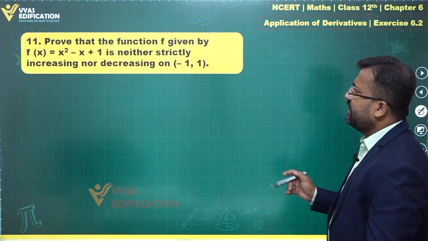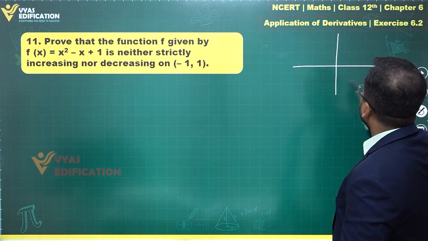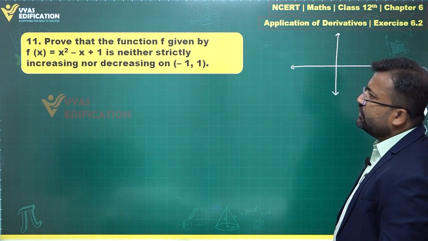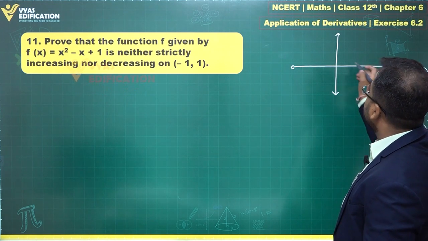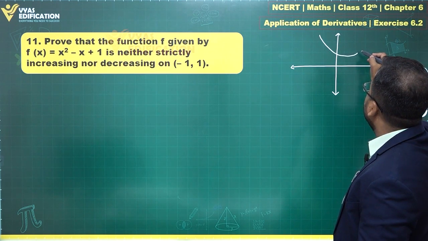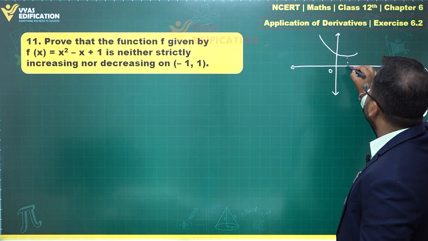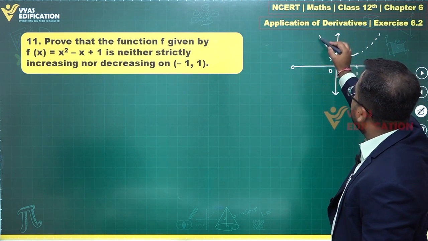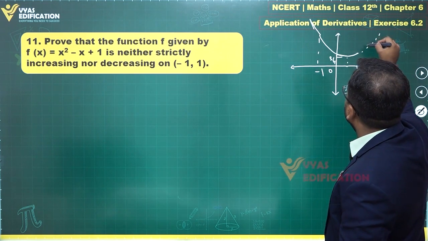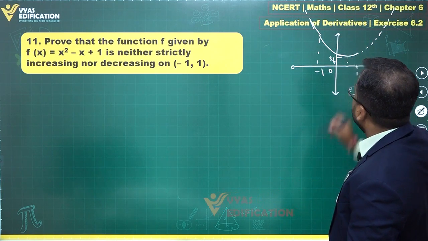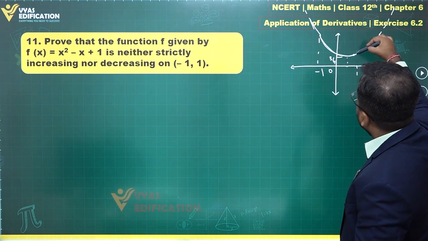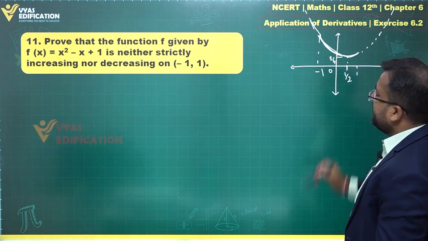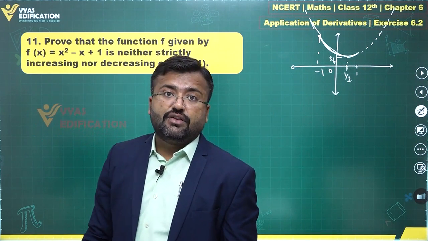Now, for those who are aware of the graph of this function, the graph will look something like this. x square minus x, right? So, minus b by 2a would be this, and the graph will look something like this. This point is 0, this point is 1, and this least point will be 3 by 4. The graph is parabolic. In the interval minus 1 to 1, the function will be decreasing up till the point 1 by 2, and then the function will be increasing. This is directly by drawing the graph. That's what you can comment.